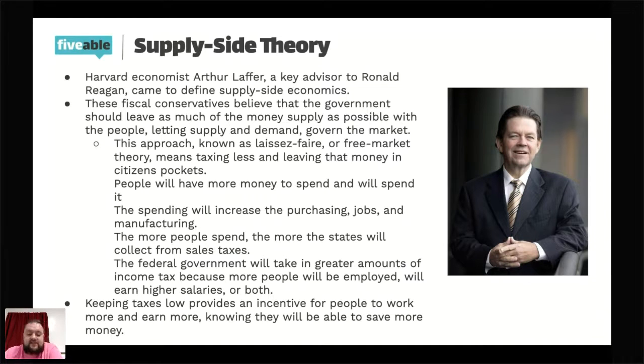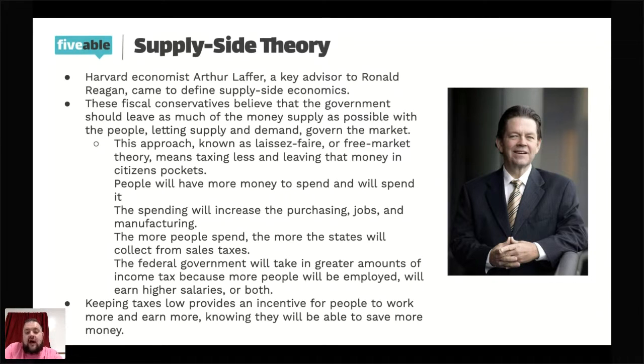And so fiscal conservatives believe that the government should leave as much money supply as possible with the people, letting supply and demand govern the market. Okay, sorry, I'm being distracted on my end here. And so the idea here is the supply side is you and I, the consumers. Okay, and the idea is the government is saying we can't keep just spending all this money. Okay, give the money instead to the people and let the people spend it.